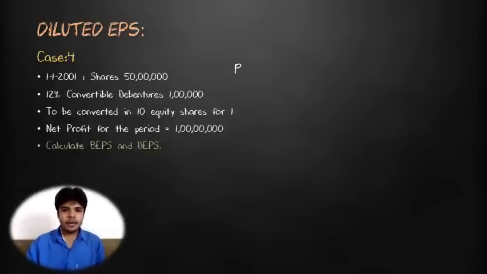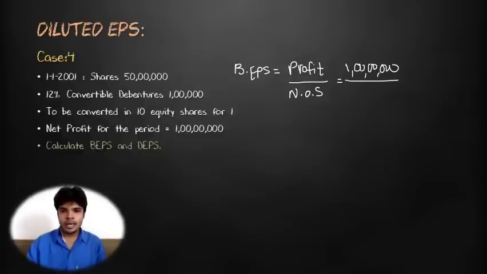Let us first find out the basic EPS. The basic EPS is going to be profit for equity shareholders divided by number of shares. Now the profit here is 1 crore, so 1 crore divided by the number of shares. The number of shares is naturally 50 lakh shares, so divided by 50 lakhs. It is very clear that the basic EPS here is rupees 2.